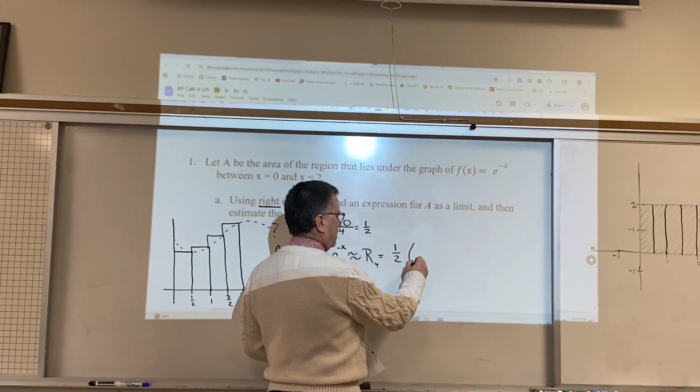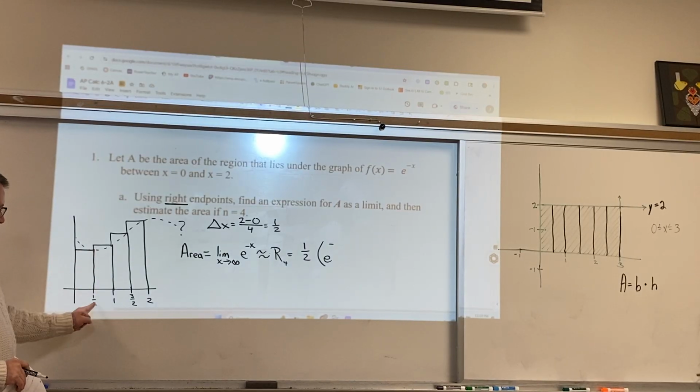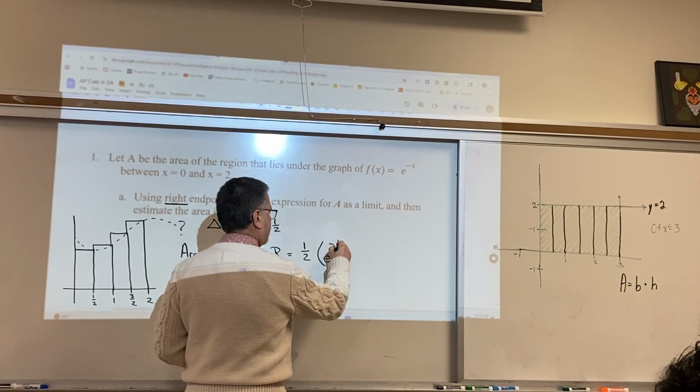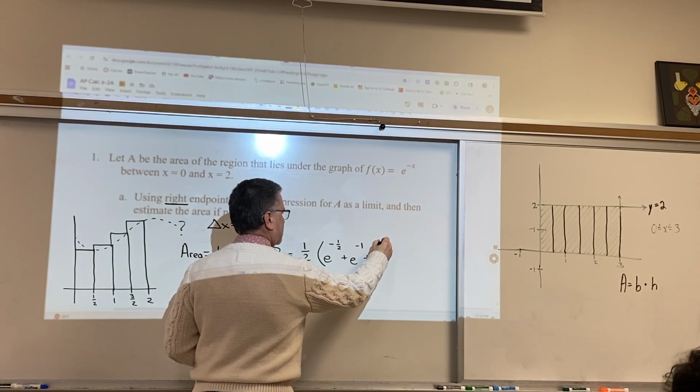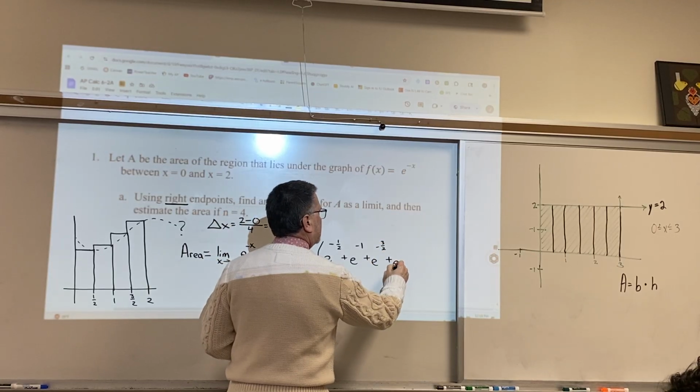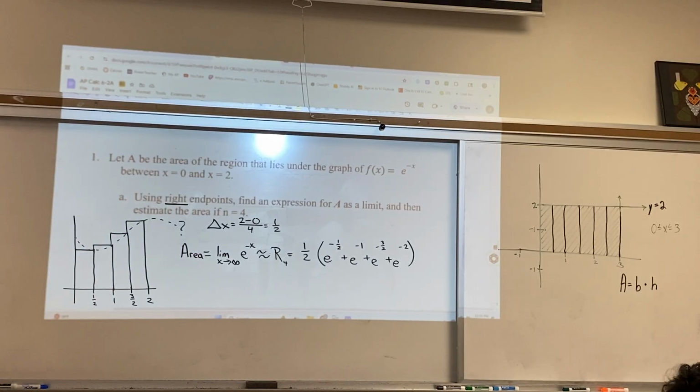Well, the first height is gonna be e to the minus 1/2. That's the first, where x is 1/2. Plus e to the minus 1, plus e to the minus 3/2, plus e to the minus, the last one is 2. There's an expression. And so we plug that in our calculator. I don't see how you can do that without a calculator.